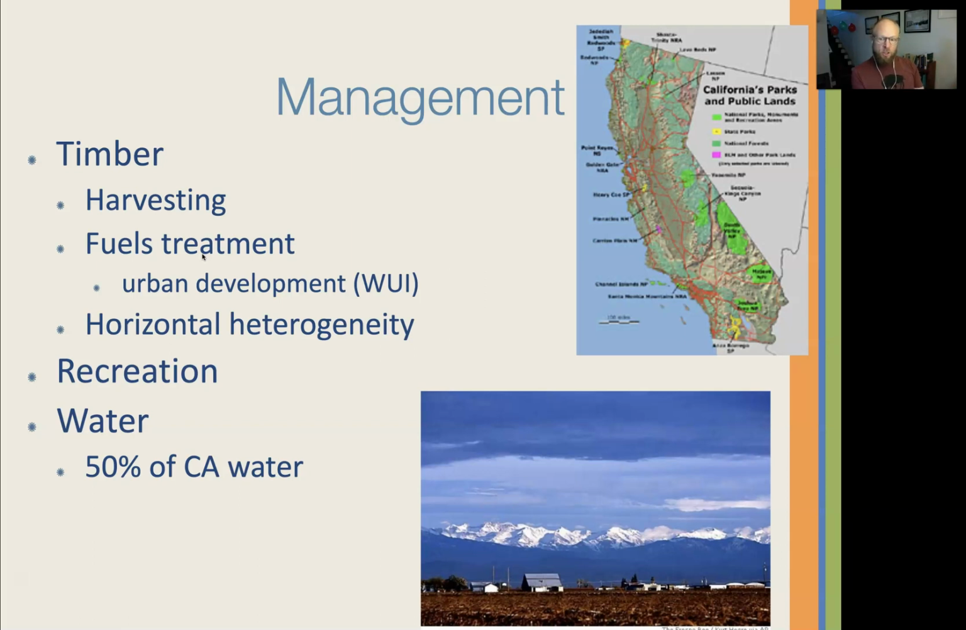The heterogeneity in the landscape, and I put horizontal heterogeneity. So we talked in the Pacific Northwest forest about the vertical heterogeneity in the landscape. Here, the spatial heterogeneity is really large. Spatially, there are patches of a lot of different forest cover types close together.